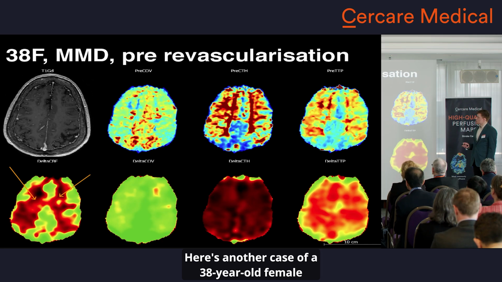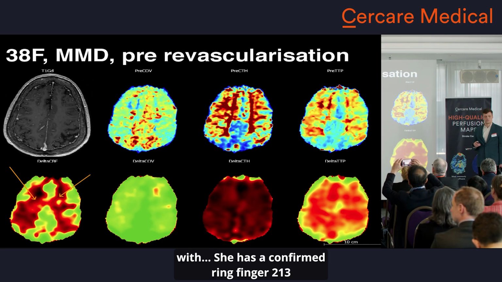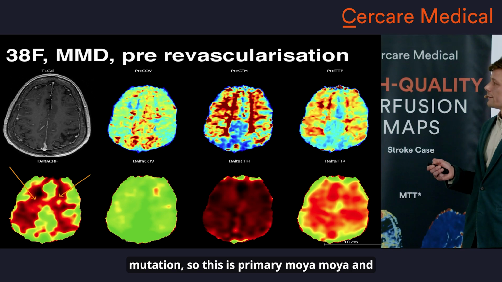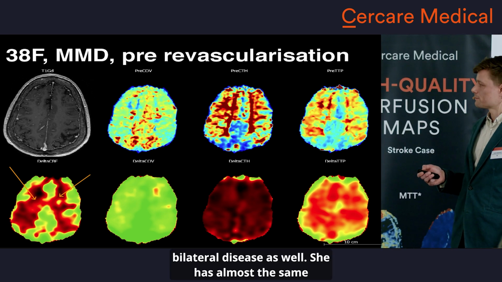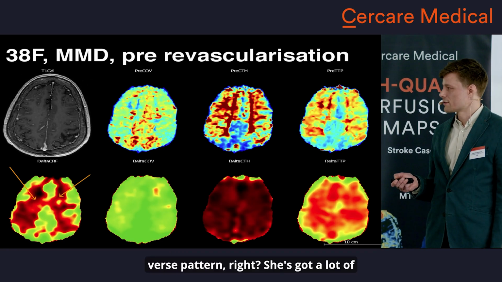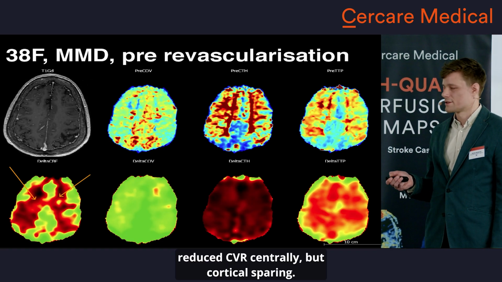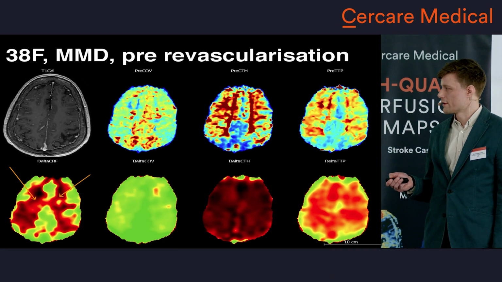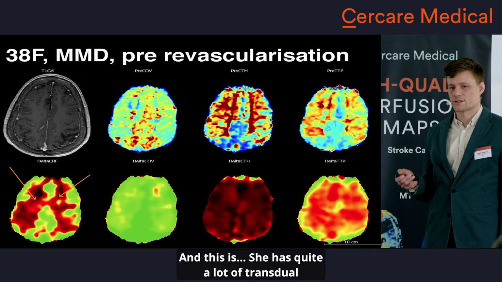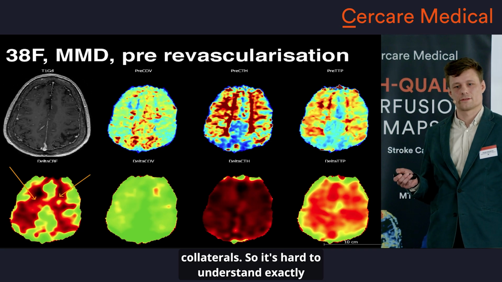There's another case of a 38-year-old female with a confirmed RNF213 mutation, so this is primary Moyamoya and bilateral disease as well. She has almost the inverse pattern, right? She's got a lot of reduced CVR centrally, but cortical sparing. And she has quite a lot of transdural collaterals.